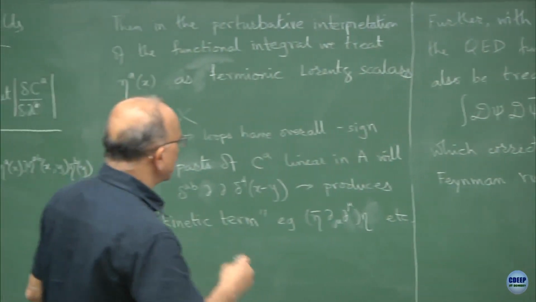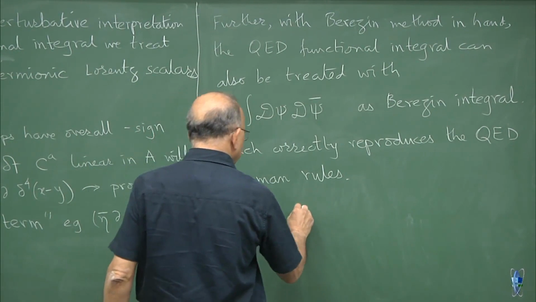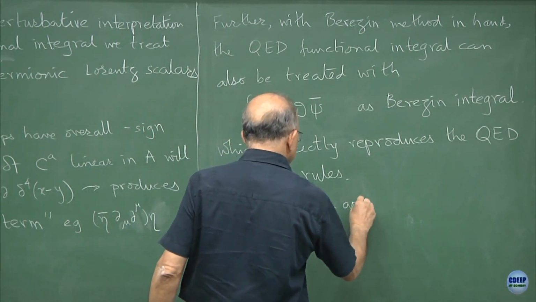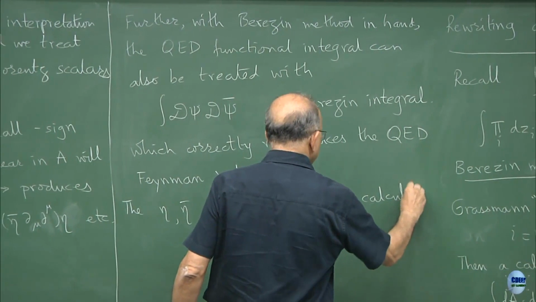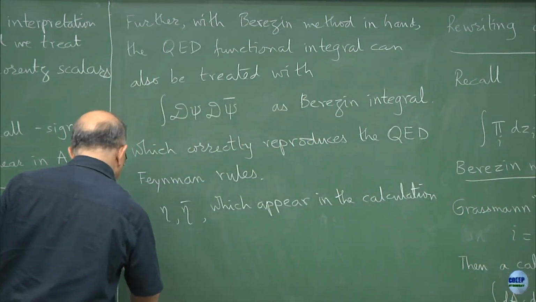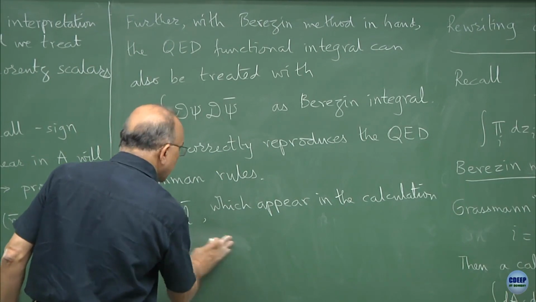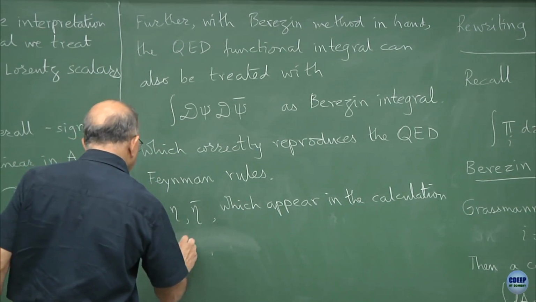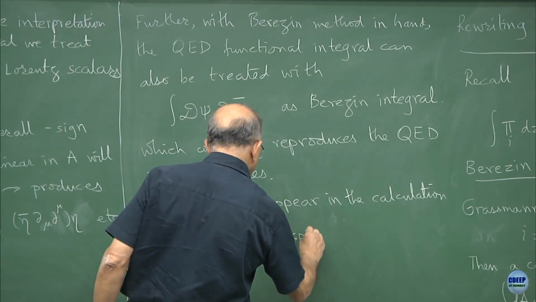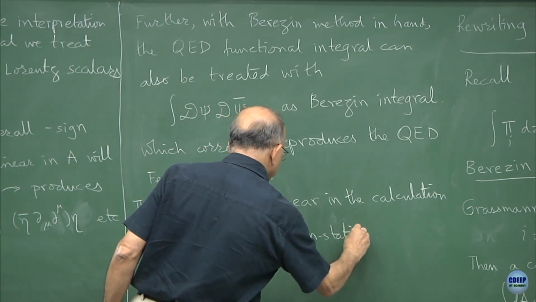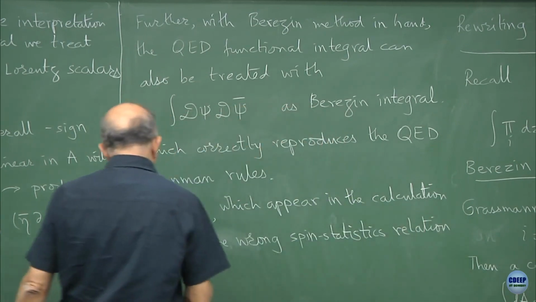The etas are called ghosts. They appear in the calculation and have the wrong statistics. They are called ghosts.